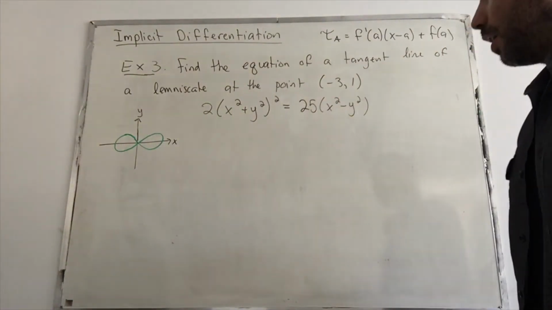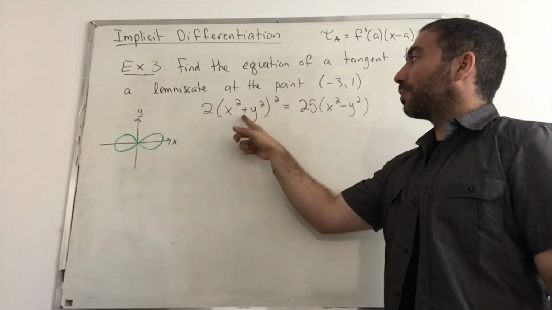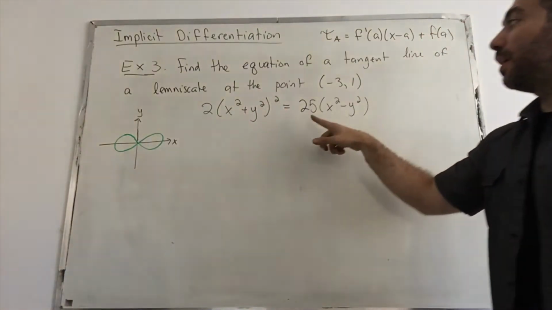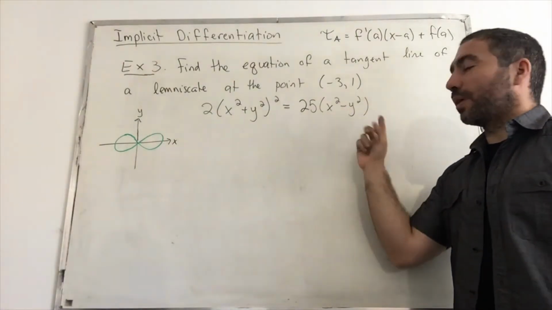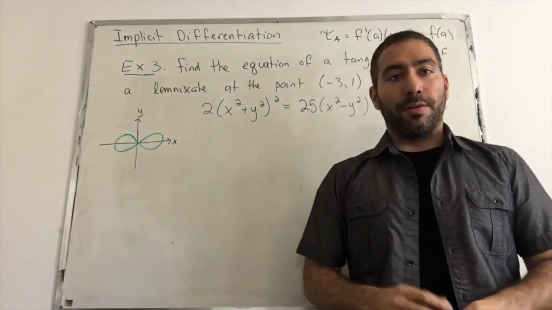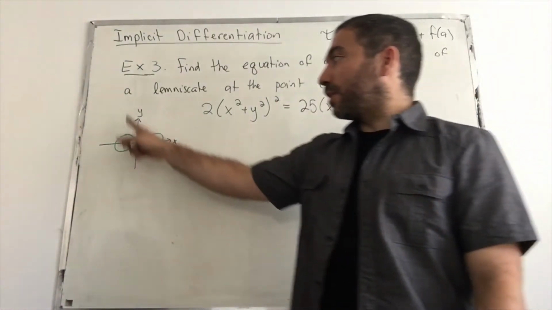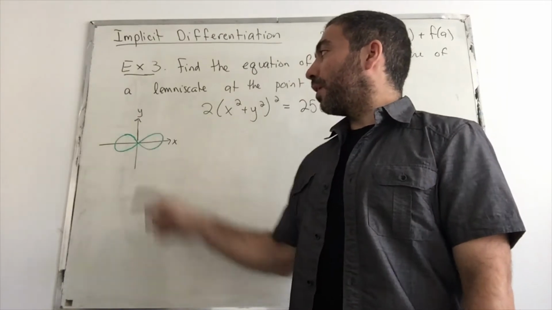So the equation of a lemniscate is 2 open bracket x squared plus y squared close bracket squared equals 25 open bracket x squared minus y squared close bracket. A lemniscate is essentially the infinity symbol. So that's what I graphed over here. Notice that it's not a function because it fails the vertical line test.